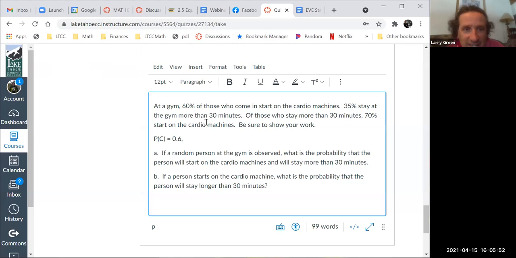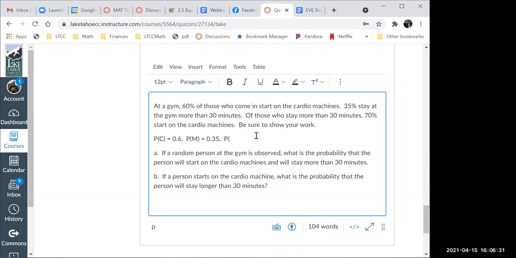35% stay at the gym more than 30 minutes. So let's call that M for more, equals 0.35. 70%, okay, so of those who stay more than 30 minutes, 70% start on the cardio machines. What's that the probability of? So how do we write that in symbols? And that's the key to these problems, is get the symbols right.